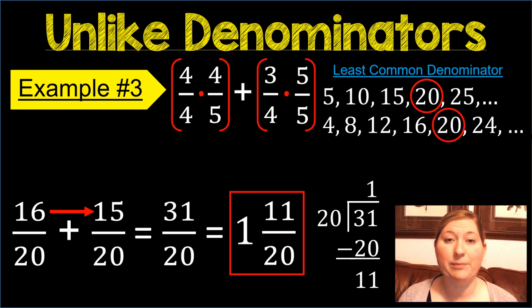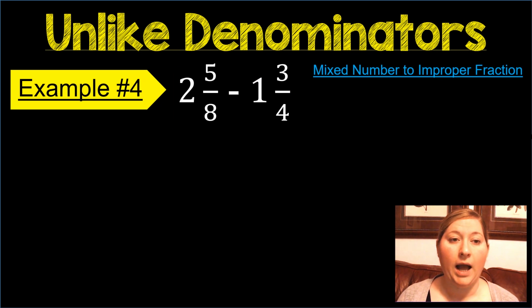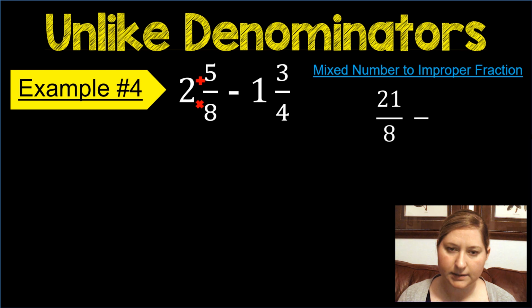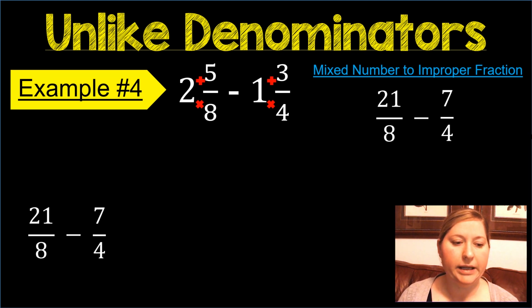All right, let's look at example number 4. I'm still dealing with unlike denominators. I can see now that I have 2 fractions that are mixed numbers. So I need to change both of them to improper fractions. So 8 times 2 is 16 plus 5, that will give me 21. Keep the denominator the same. Minus second fraction, 4 times 1 is 4, plus 3 is 7. 7 over 4.